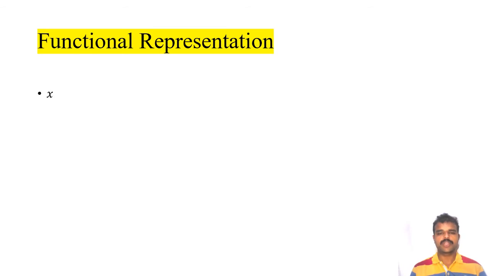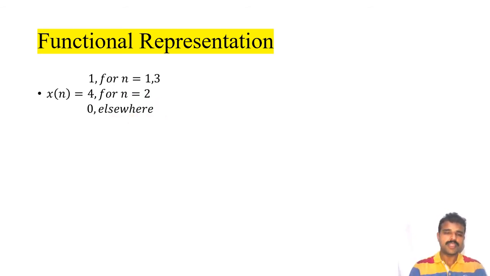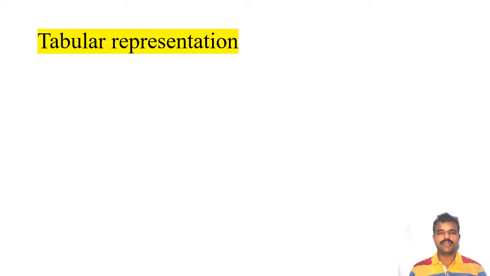Next one is functional representation. So we represent the signal as a mathematical function. For example, x of n is equal to 1 for n is equal to 1 and 3, and is equal to 4 for n is equal to 2, and is equal to 0 for all other values of n. Fine. This is one way to represent a particular function.